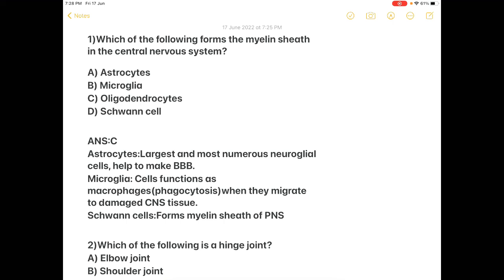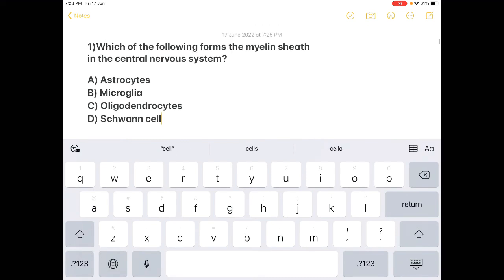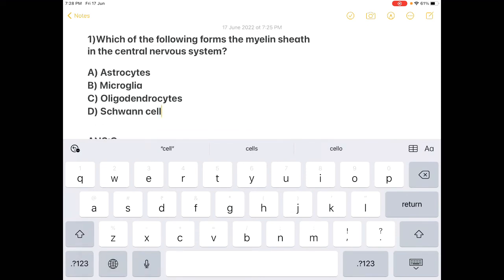The first question is, which of the following forms the myelin sheath in the central nervous system? Option A, astrocytes. Option B, microglia. Option C, oligodendrocytes. Option D, Schwann cells.